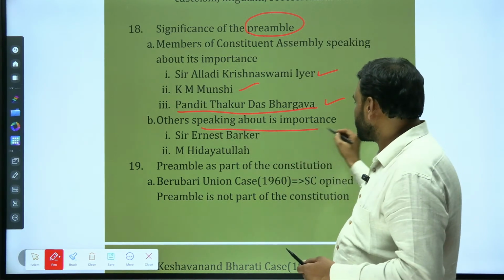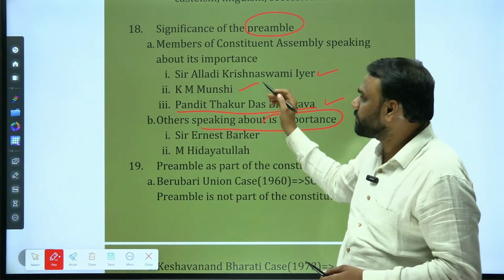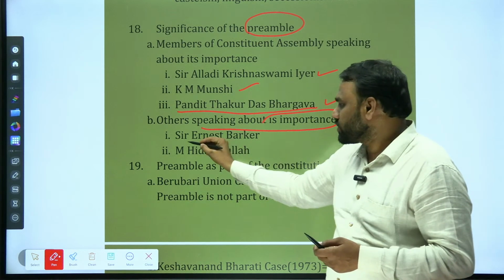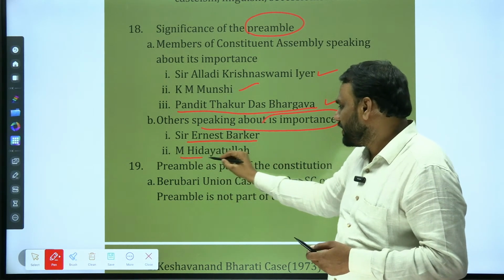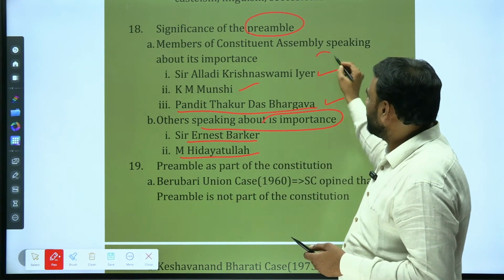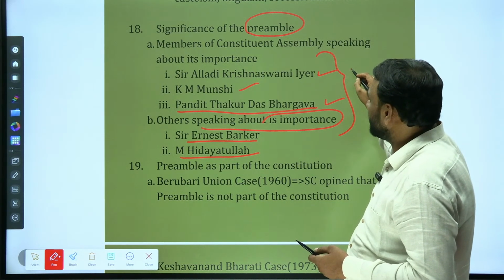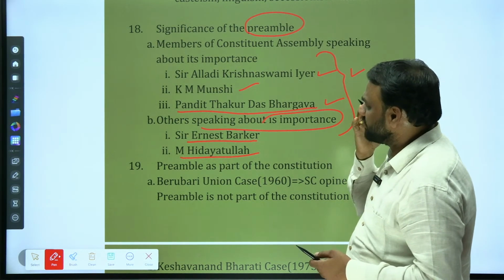Others speaking about its importance: there are other people also who have spoken about the importance of the preamble. Sir Ernest Barker and M. Hidayatullah. Sometimes a question on this appears, but very rarely.